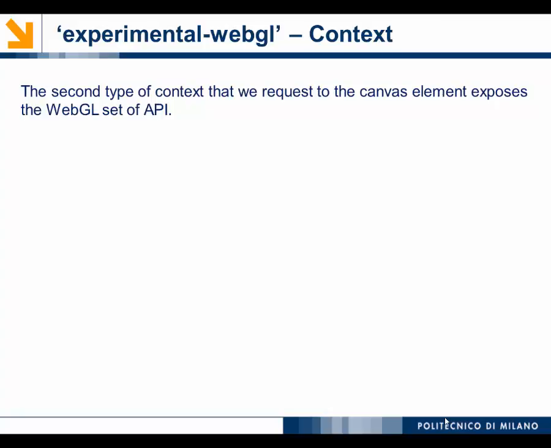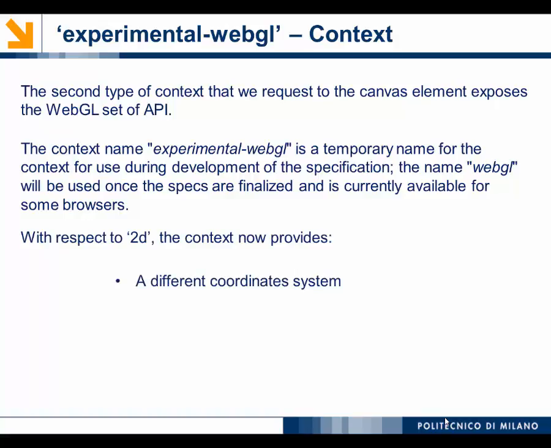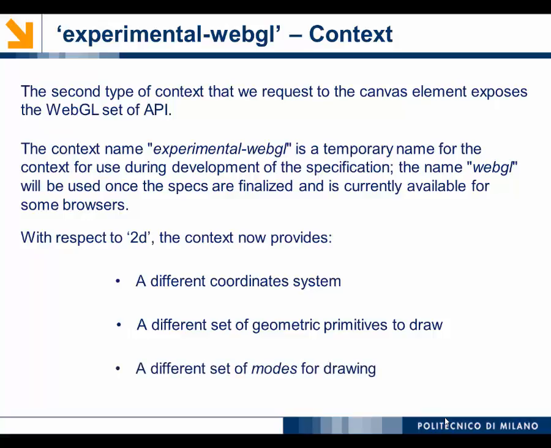And let's talk about this experimental WebGL context. In this case, the canvas element that is exposed will give us the API of OpenGL. Everything about this was already covered. We now have a very different coordinate system and a very different set of geometric primitives to draw. Of course, we also have some different modes for drawing, which will be covered in future lessons.